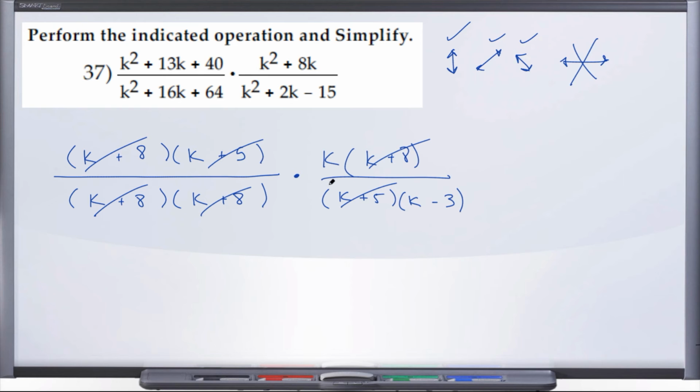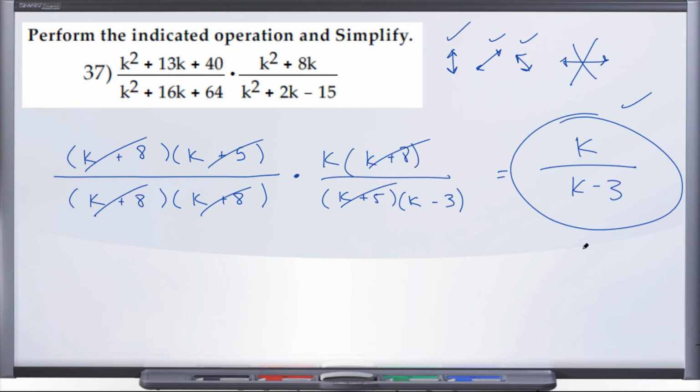And it looks like that's it. So what are we left with here? Well, this whole entire fraction's gone, right? We're only left with two terms here. We're only left with a k over k minus 3. And so there you have it, the final answer for number 37.